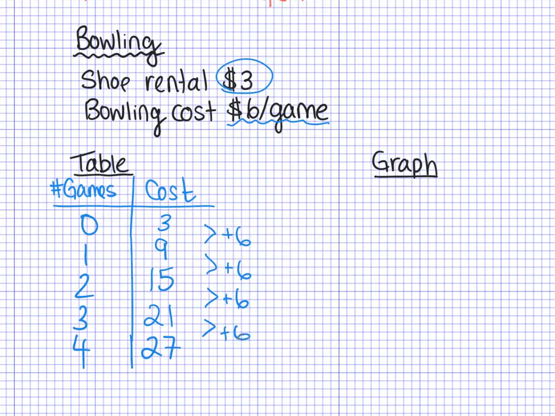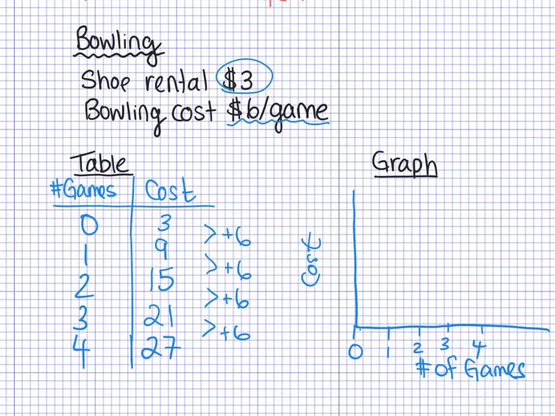And if we wanted to draw a graph of that, you would just make a set of axes here. I'd put number of games down here, and then I'll put cost on my y-axis because it's going to depend on the number of games I play. It's the dependent variable. I'll start at 0 games, and then I'll just go up by 1, 2, 3, 4.